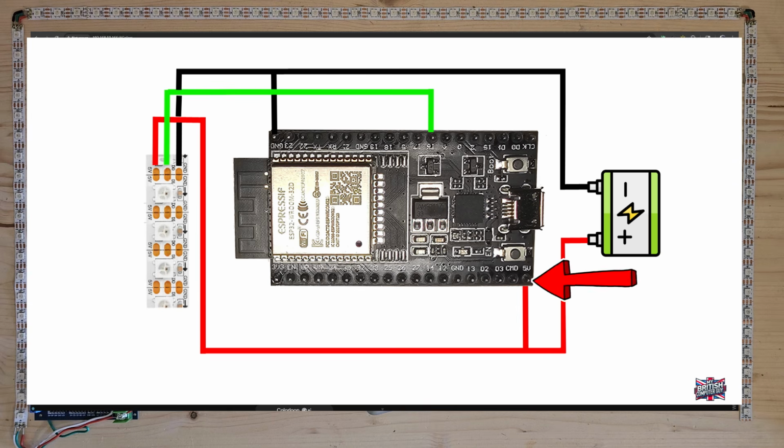So I have my power supply positive wire going to the 5-volt pin on the ESP32 and also the 5-volt side of the LED strip. My ground wire is connected to the GND pin on the ESP32 board and also the ground side of the LED strip. And the data is being fed from GPIO 16.